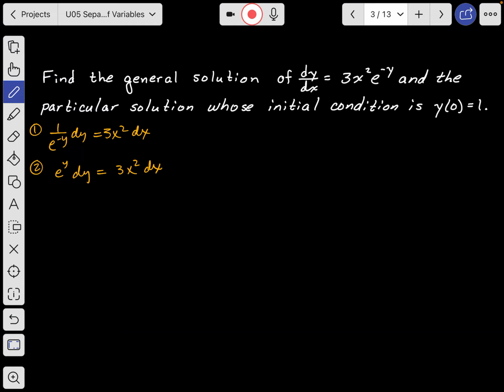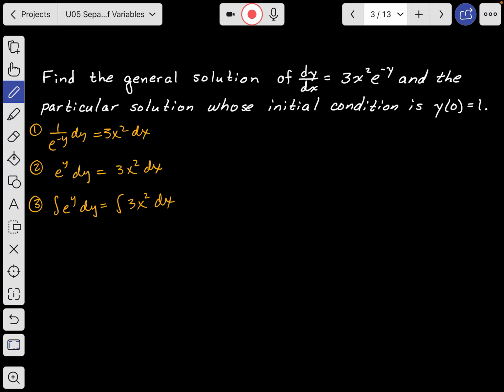Okay, so I can see that all of my x's are on one side and all my y's are on the other side. That's good. So we need to separate, then integrate. So in step 3, I'm going to find the integral of both sides. And this is just an indefinite integral, so we will need to add on a plus c.